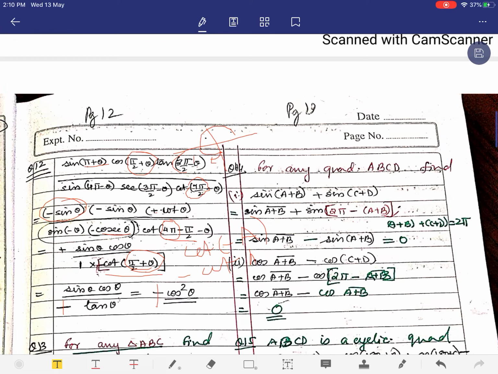Because cot of pi on 2 plus theta, pi on 2 plus theta is in the second quadrant, because of which the ratio is negative. There is already a minus sign that we have here. So, that minus and this minus makes it positive, there is a mistake in writing. So, please correct it, this is plus tan. So, the answer comes out to be plus cos square theta.